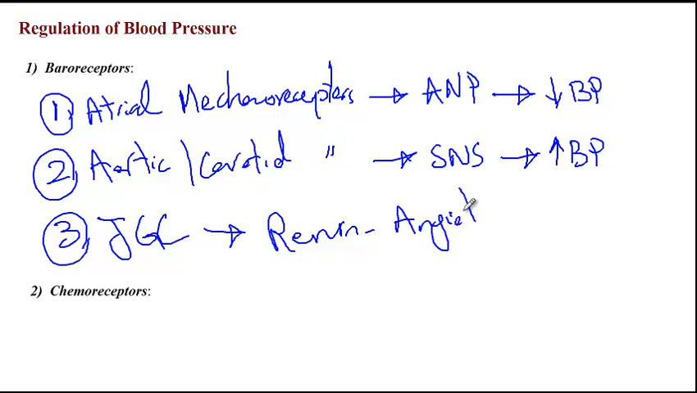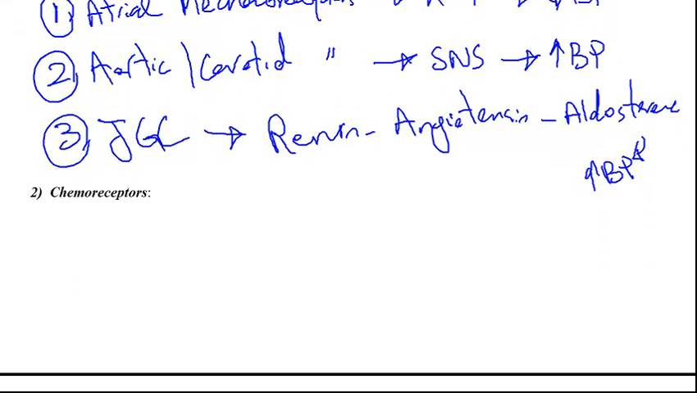angiotensin, aldosterone system in order to increase the blood volume, as a consequence of which, again, blood pressure increases. So those were with the help of baroreceptors. Now, what we didn't discuss is that blood pressure can also be regulated with the help of chemoreceptors.